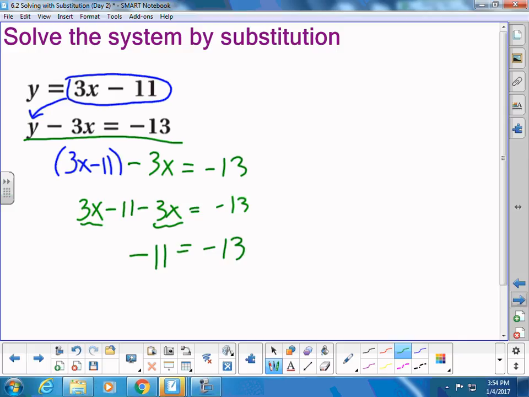And again, like yesterday, this is never true. Negative 11 can never equal negative 13. So this is no solution. So I can't get an answer. There is no place where those two lines intersect.